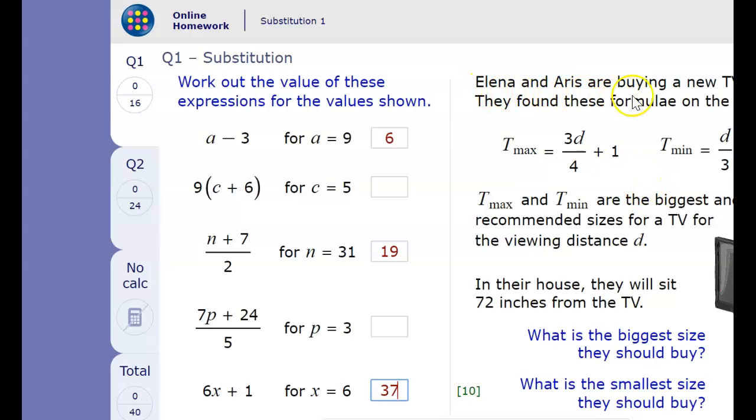Alina and Aris are buying a new TV. They found these formulae on the internet. So they look a bit confusing, but T Max and T Min are just the biggest and smallest recommended sizes for a TV. So the biggest size you should have is 3D, so 3 times the distance that you'll be viewing from, divide that by 4 and then add 1. And the minimum TV size you should have is the distance from the TV, the viewing distance, divided by 3 minus 2. And they're going to sit 72 inches.